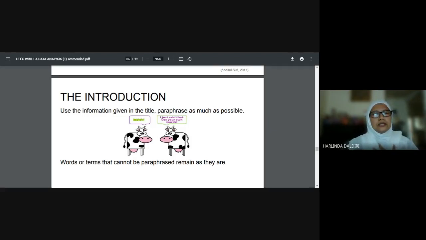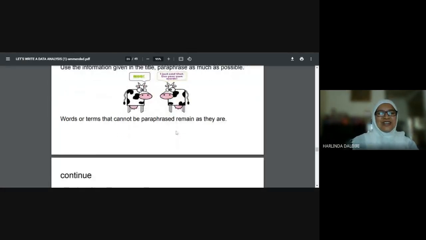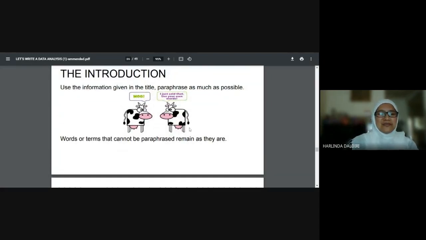What did I want to say just now? I forgot. Never mind. You see these 2 cows here. One is saying moo, and the other one says, I just said that, use your own words. Apparently this cow is cleverer than this cow. But if you understand the language of the cow, they cannot say anything else other than moo. This is just for fun.